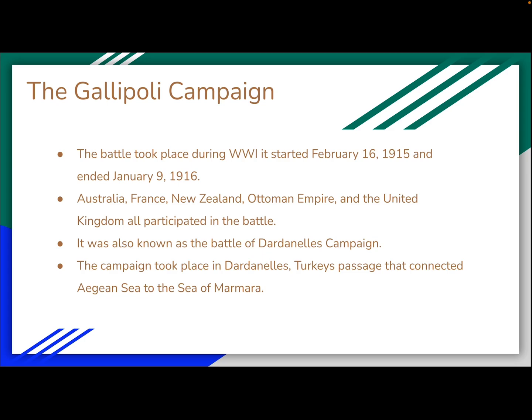So, of course, as we know in World War I, there's the Allies and the Central Powers. In this little battle, there are multiple battles in the Gallipoli Campaign. On this side, there's Australia, France, New Zealand, and the United Kingdom. And then, of course, there's the Central Powers, who were the Ottomans and Turkey, the country, that participated in all the battles that were in the Gallipoli Campaign.